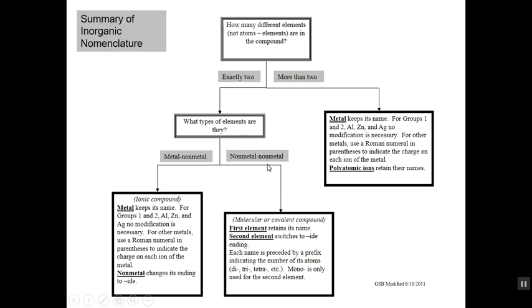If it's a nonmetal, nonmetal binary compound, then it's molecular, and we're going to use the prefixes, the di, tri, tetra, and that sort of thing. And if it looks like something has more than two, then it probably has a polyatomic ion in it, in which case the metal, if we have a metal part to it, just keep the name, same thing we have in this box over here. And then the polyatomic ions are going to retain their names, whatever their names were to start with. If NO3 is a nitrate, it's always going to be nitrate in naming these compounds.